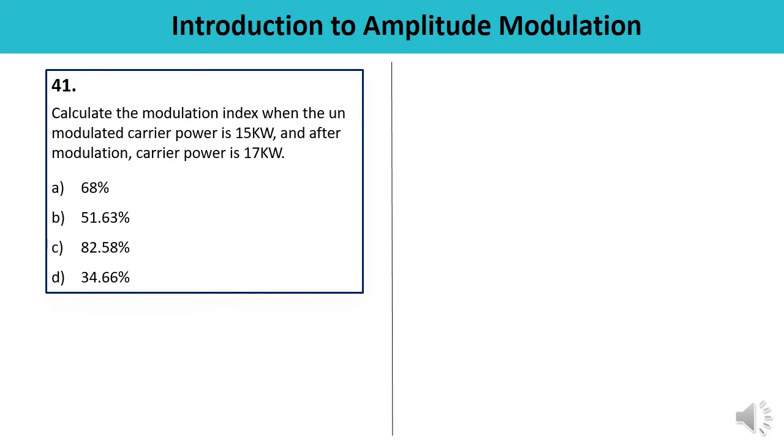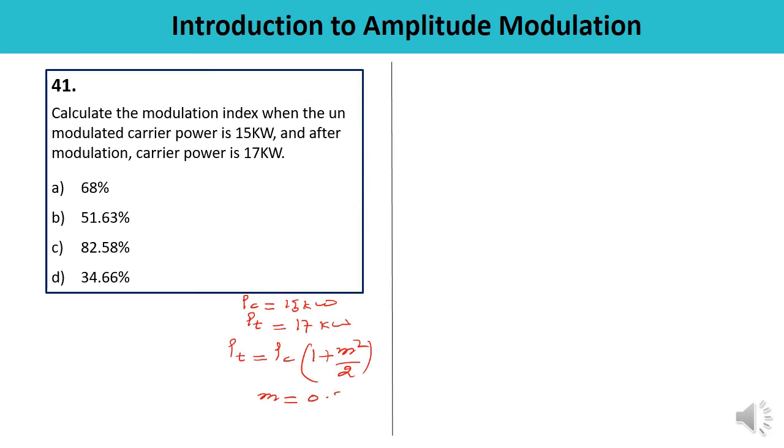Next question. Calculate the modulation index when unmodulated carrier power is given, which is 15 kilowatt. It means PC is 15 kilowatt. After modulation, the carrier power is 17 kilowatt, means PT is 17 kilowatt. You have to calculate the modulation index. Now recall the formula. PT is what? PC times 1 plus m square upon 2. Substitute the values and calculate the value of m.